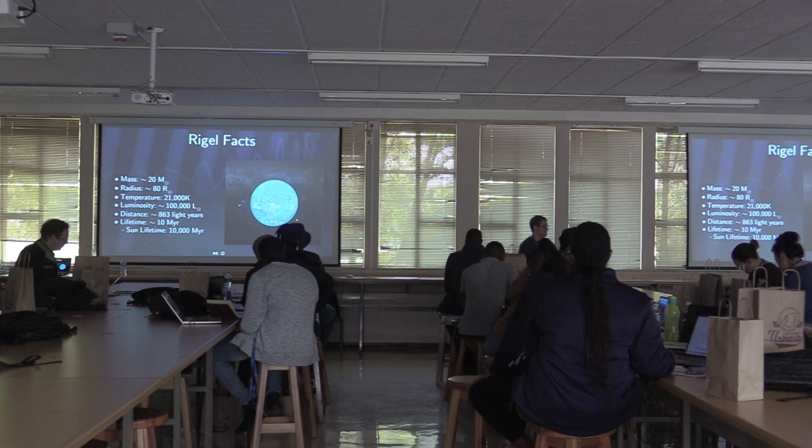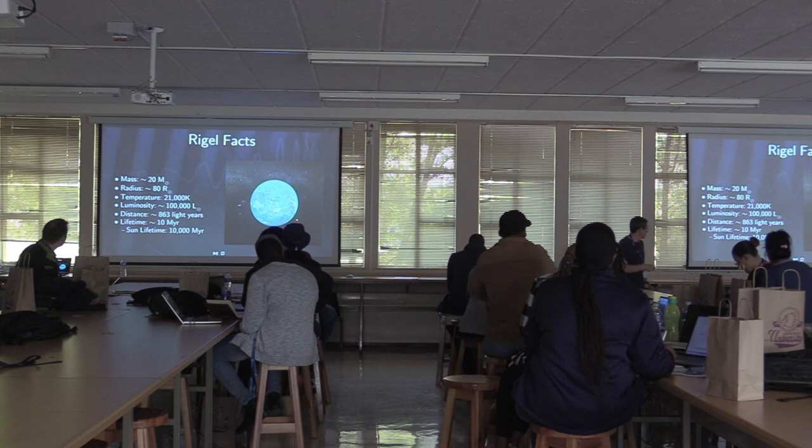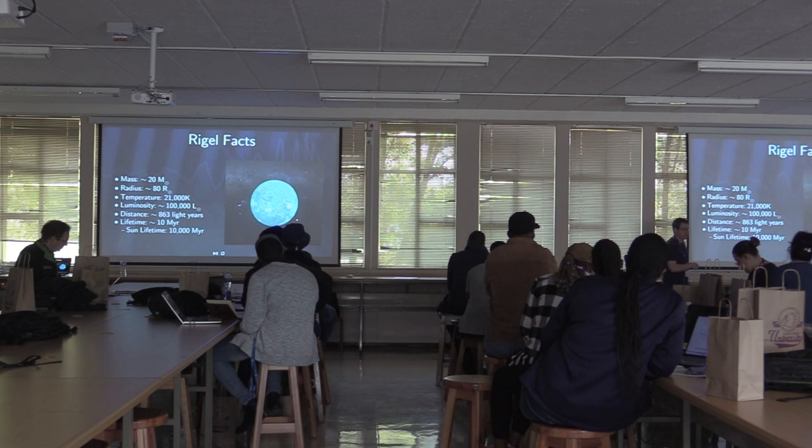So the big stars don't live very long at all. Its distance is about 863 light years, and Gaia has measured that to amazing precision. And it's only going to live for about 2 million years, whereas our Sun, which is a nice place to live, lives for 10,000 million years.